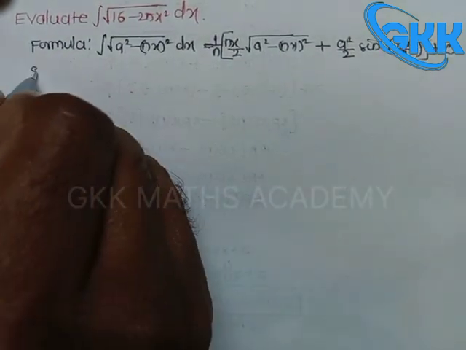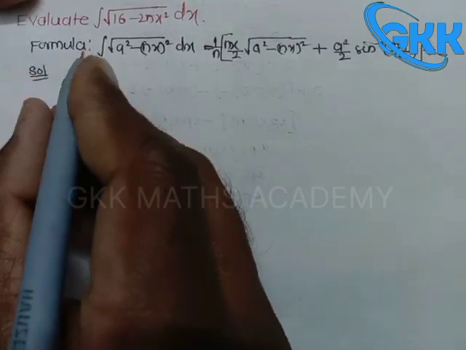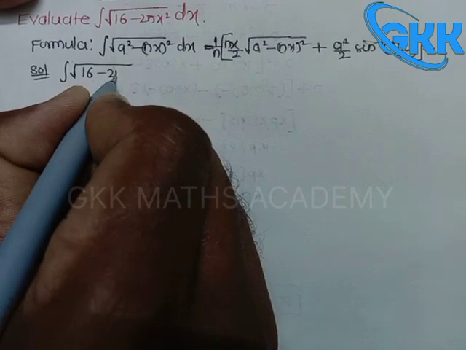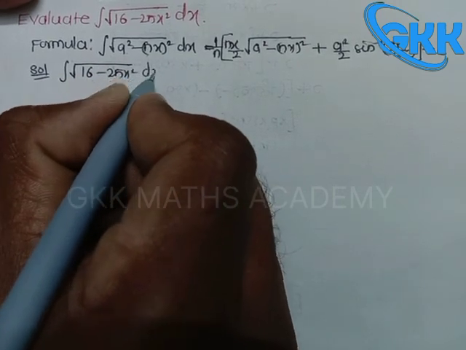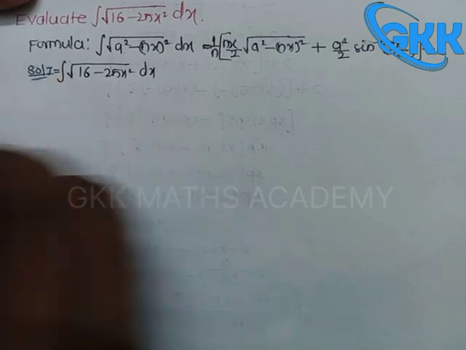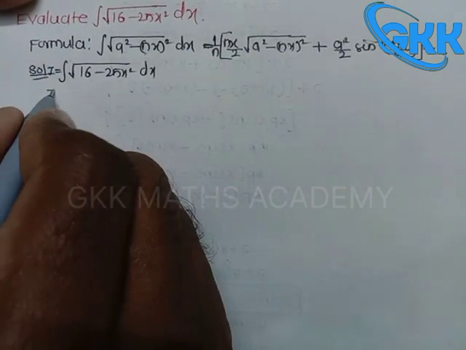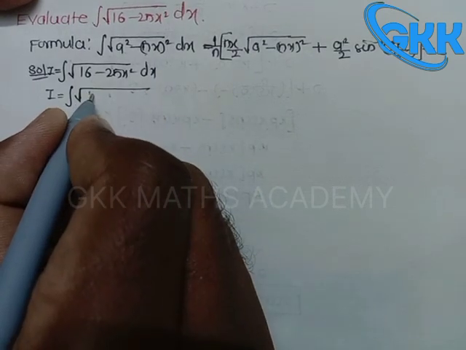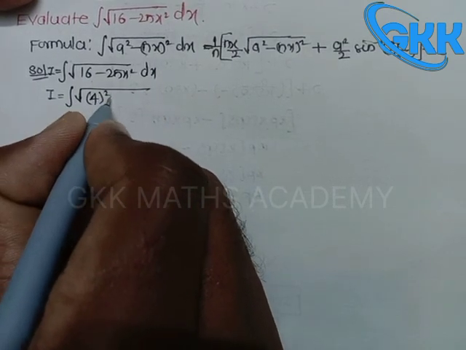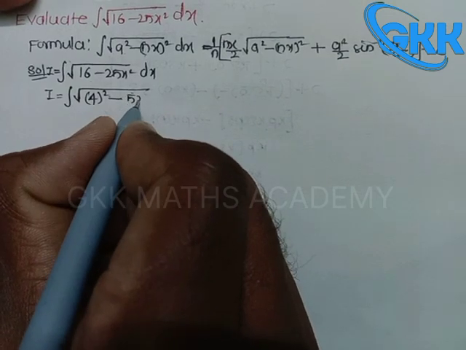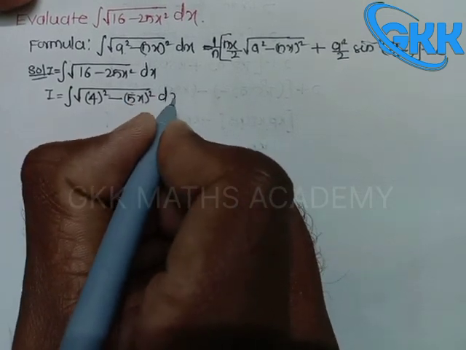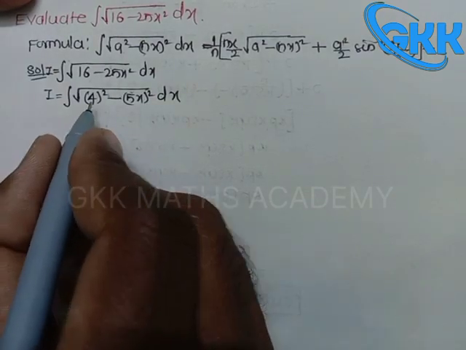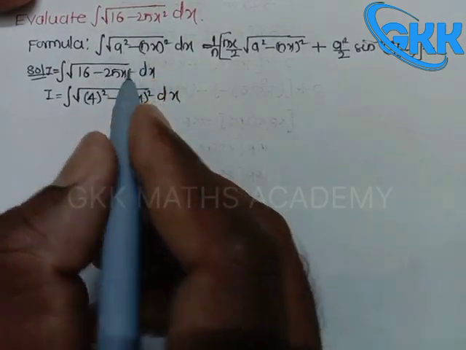See the solution. The integral of the square root of 16 minus 25x square dx, I take as I. Now I equals the integral of the square root of 4 square, since 16 is 4 square, minus 5x whole square, since 25x square is 5x whole square, dx. Any doubt? Now it is in the form of a square minus nx whole square.